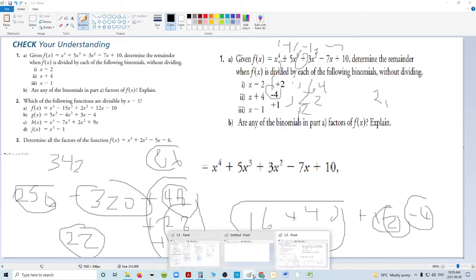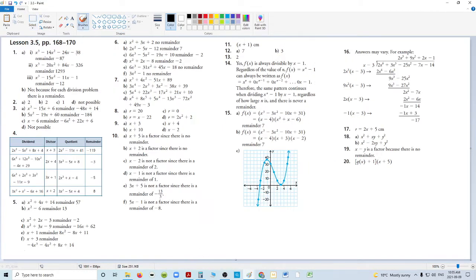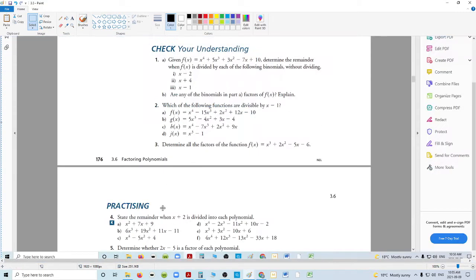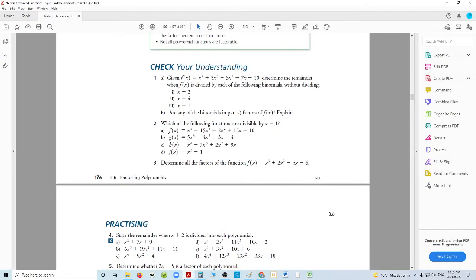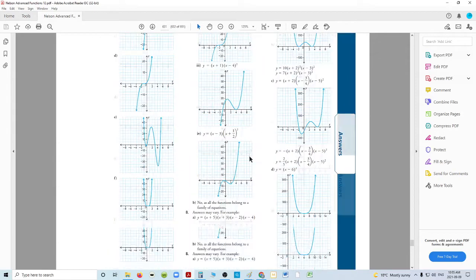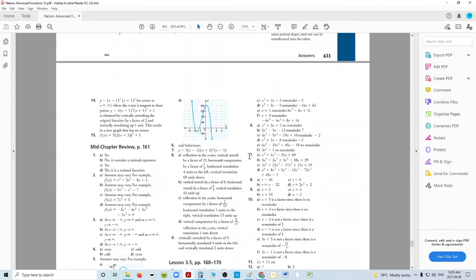So if I go to my book, and go to the answers, I can see the remainders here. Oh, I got the wrong lesson in here. So I've got to go back into the answers and get the right answers later on. But I've got the wrong answers. I'm going to go collect them very quickly. Chapter 3. We're on to 3.6, not 3.5.